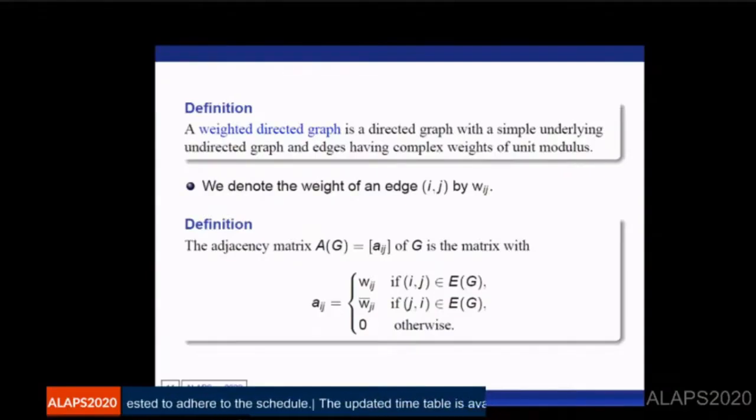And by Wij, we mean the weight of an edge directed from i to j. And the adjacency matrix of a weighted directed graph is defined this way. Its ijth entry Aij will be simply Wij, the weight of the edge, if there is a directed edge from i to j. Otherwise, if there is an edge directed from j to i, then Aij will be simply Wji bar. And otherwise, if there is no edge in between i and j, then the entry is 0. So this is how the adjacency matrix of a weighted directed graph is defined.